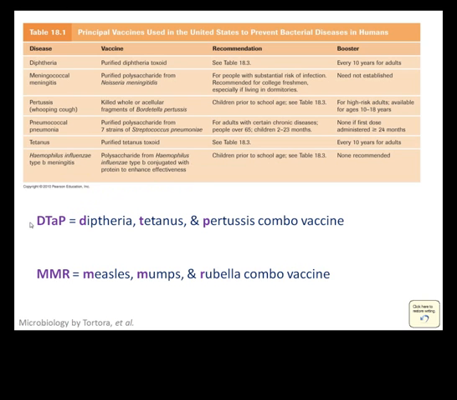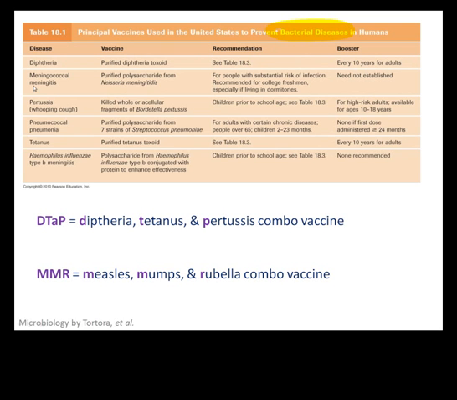Now that we have a little background in the different types of vaccines in terms of their composition, let's look at a couple of tables from a microbiology textbook showing examples of vaccines in use. This first one shows vaccines against bacterial disease. We have the disease, vaccine type, recommendation, and time for booster shots.